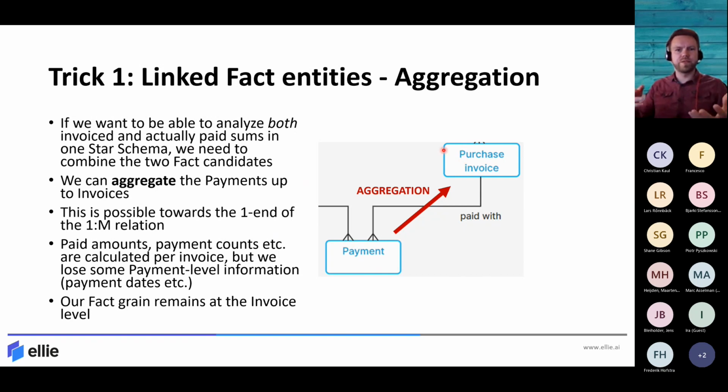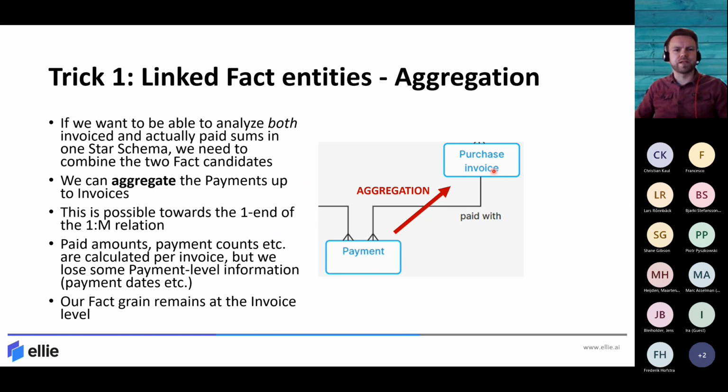And I like to think about this as physically squishing those entities together. So we're saying that, okay, this goes inside that. And this aggregation is of course possible because there's a one-to-many relationship in this way. So if we do that, we could calculate into our purchase invoice level fact something like paid amount so far, or count of payment transactions for this invoice, etc. But we would lose some information from the payment level, like dates, etc., which cannot be aggregated.